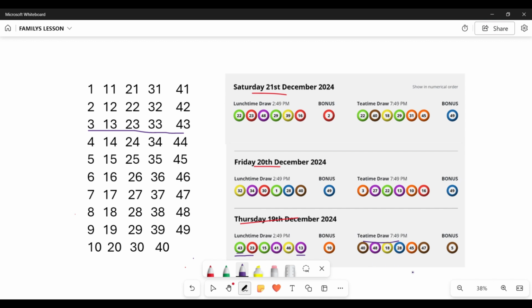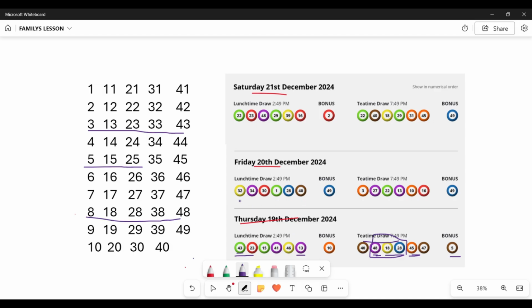results. We can see we have a 45 and a 5. These form part of families of 5. And we have 8, 48, 18, and 28. So we have 3 numbers from this family. This one is families of 8.